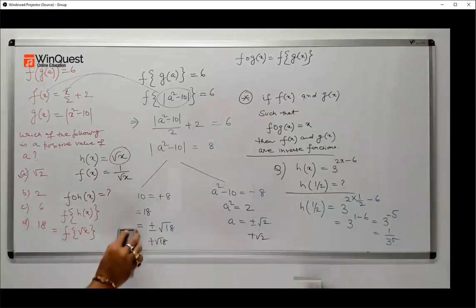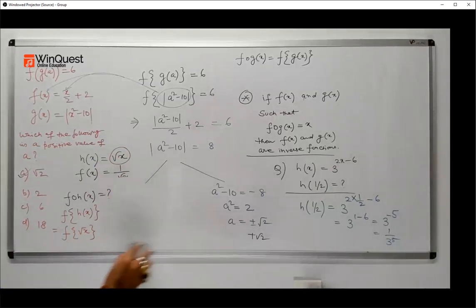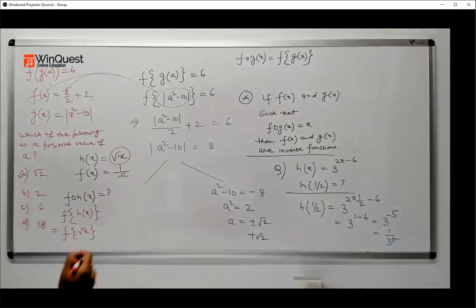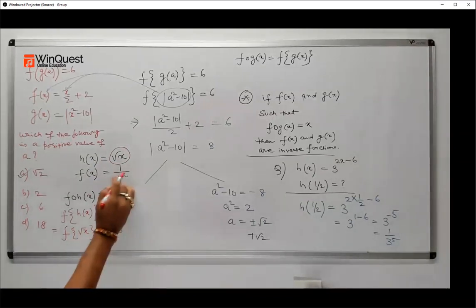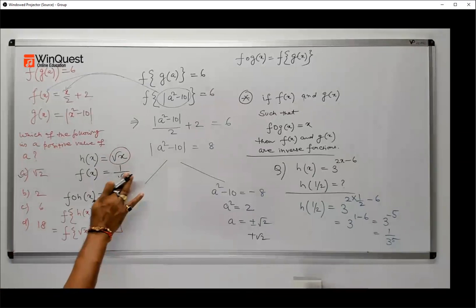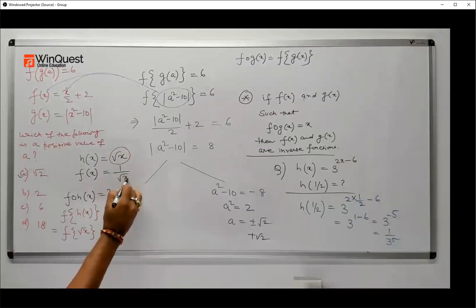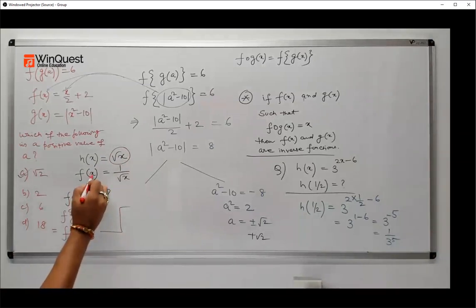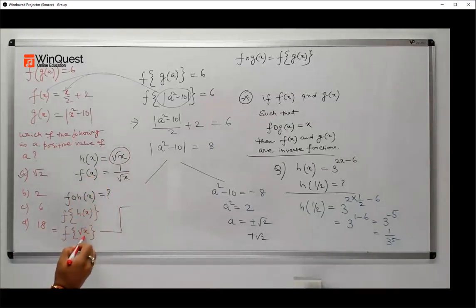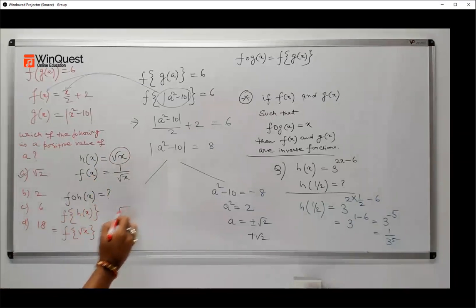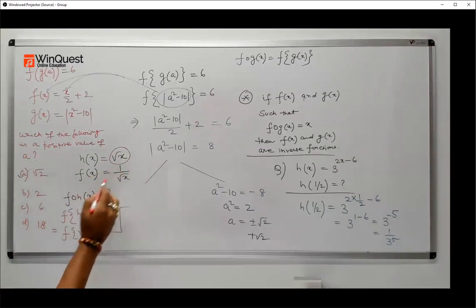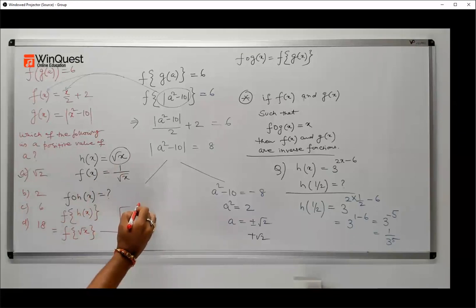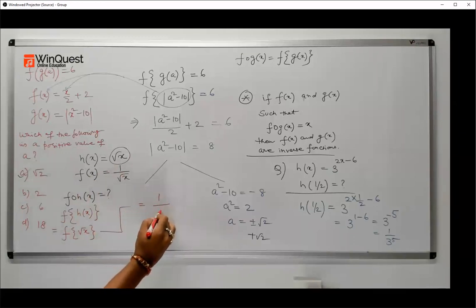Yes, sir. Now I'm going to use, this was actually a root over x, right? So now f of root x means instead of x, I'm going to put a root x. So f of root x is equal to 1 by root x.